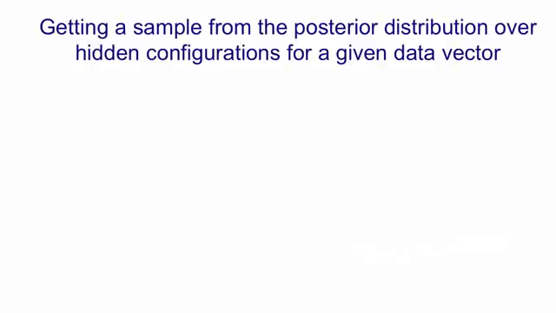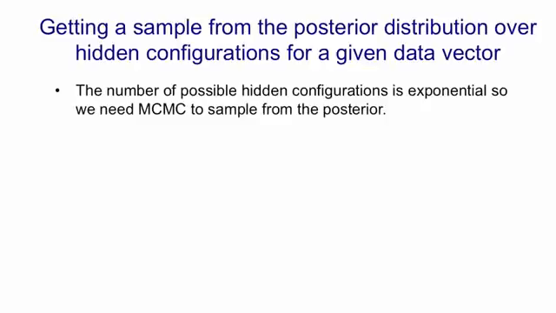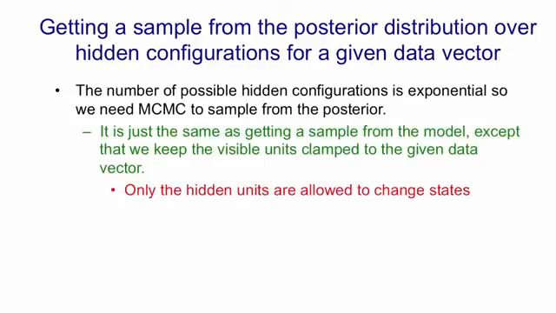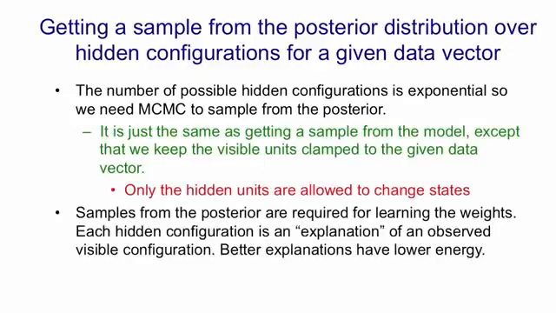What about getting a sample from the posterior distribution over hidden configurations when given a data vector? It turns out we're going to need that for learning. So the number of possible hidden configurations is again exponential. So again we use Markov chain Monte Carlo. And it's just the same as getting a sample from the model, except that we keep the visible units clamped to the data vector we're interested in. So we only update the hidden units. The reason we need to get samples from the posterior distribution given a data vector is we might want to know a good explanation for the observed data, and we might want to base our actions on that good explanation, but we also need to know that for learning.